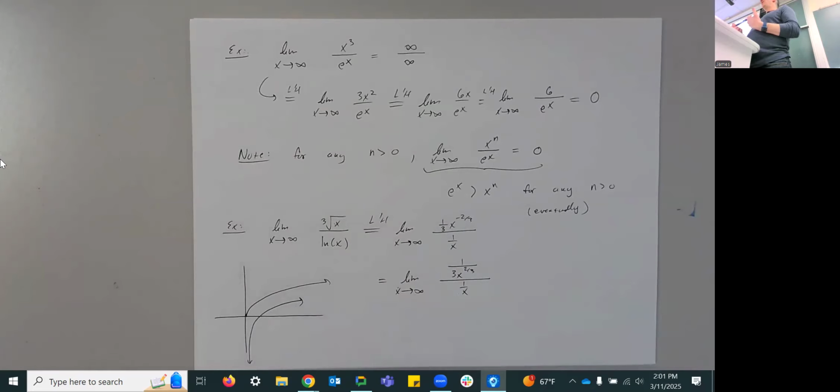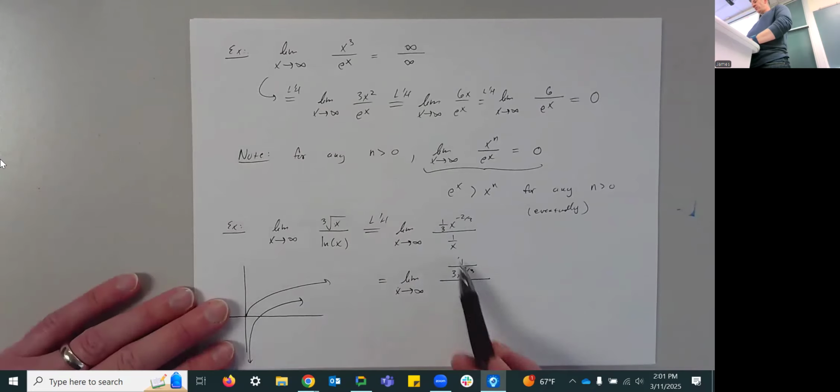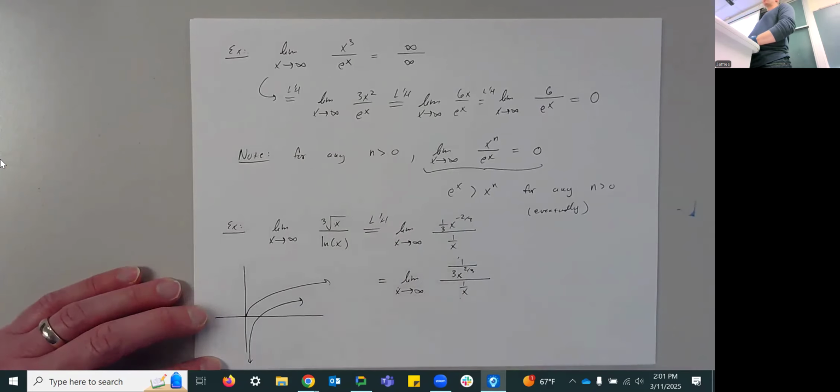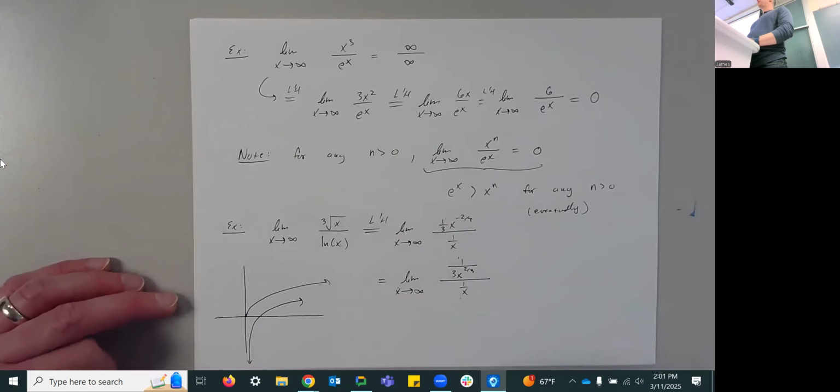But if I stop there and then try to say, well, what's happening if I plug in infinity? I've got 1 over something big, which is 0, over 1 over something big, which is 0. It's like I have a 0 over 0. And I could then make the argument that, well, it's 0 over 0, so I should use L'Hopital's rule again. I should not use L'Hopital's rule again, because I can simplify this further.